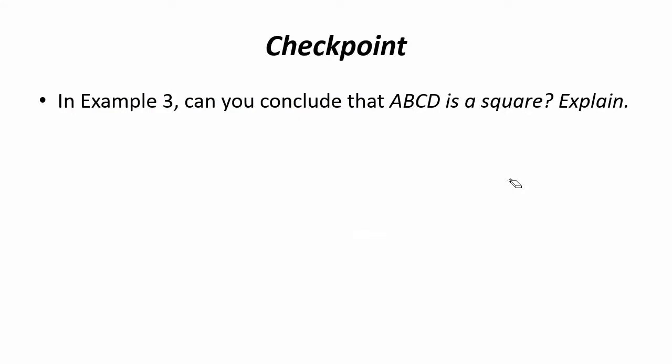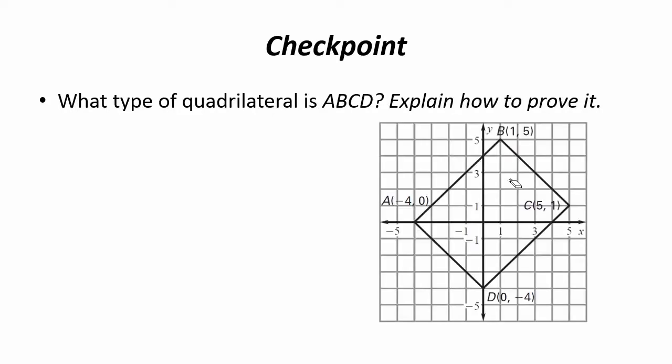Alright, checkpoint problems number 5 and 6 are yours. Checkpoint problem number 5, in example 3, can you conclude that ABCD is a square? Explain. Checkpoint problem number 6, what type of quadrilateral is ABCD? Explain how to prove it.